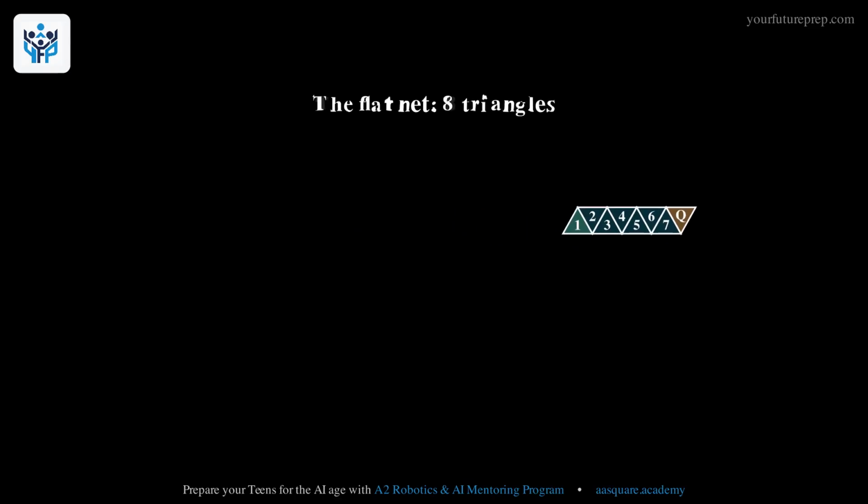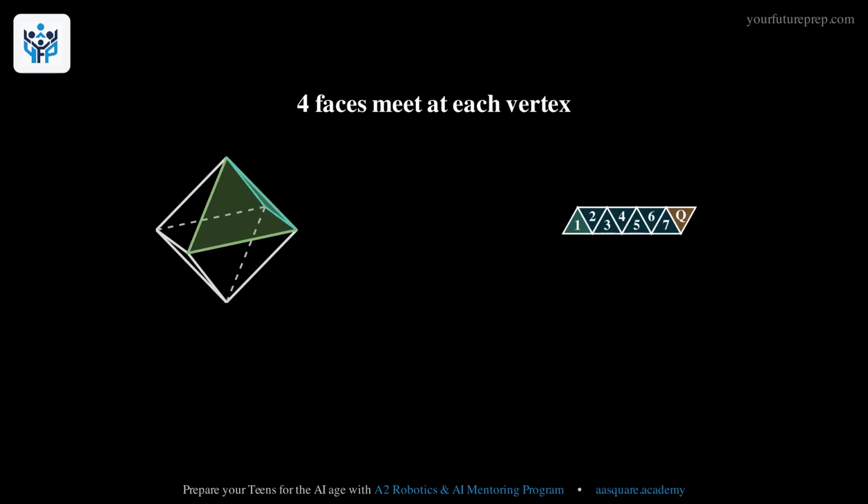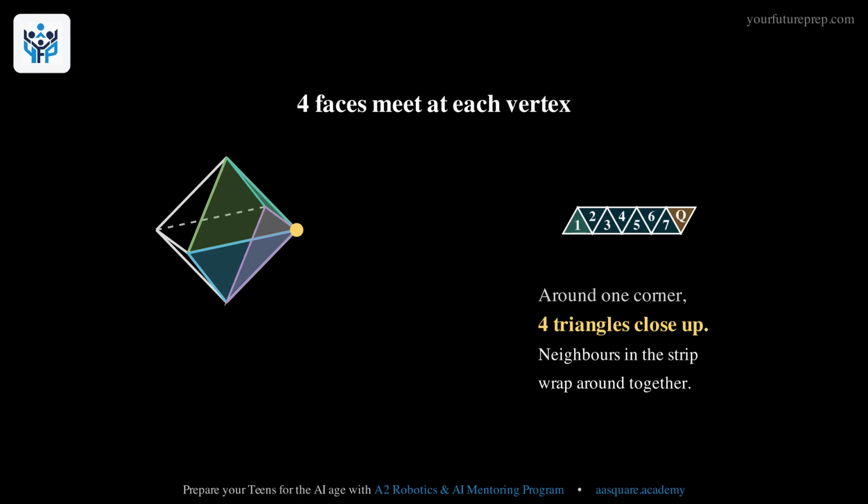Here is the key fact about a regular octahedron. Exactly 4 faces meet around every vertex. So as the net folds, the faces next to each other in the strip swing up and pack 4 at a time around each corner point.